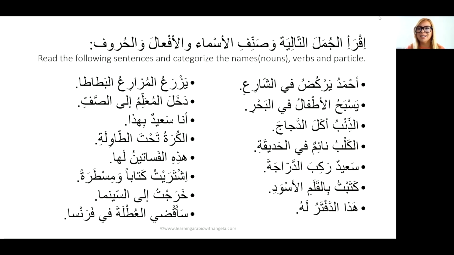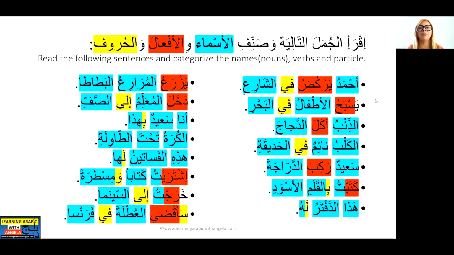Okay, an exercise. اقرأ الجمل التالية وصنف الأسماء والأفعال والحروف. Read the following sentences and categorize the names or the nouns, verbs, and particles. So you can pause the screen and then we're going to go to the answers together. So pause the screen, do this exercise on your own, word for word, try your best, and then come back and check the answers. So I've put the nouns here in blue, the verbs in red, and the particles in yellow.